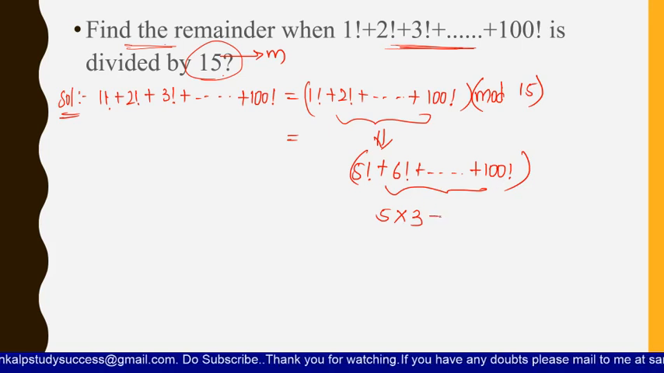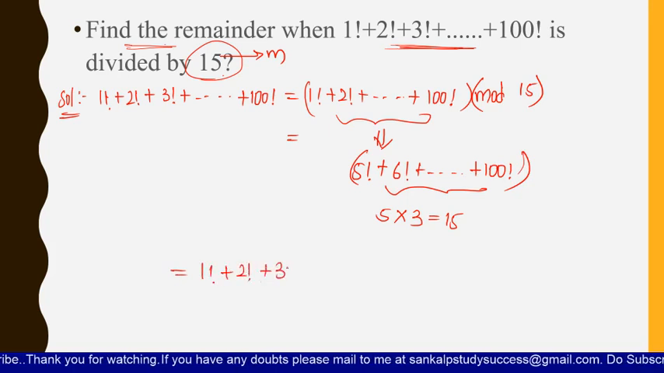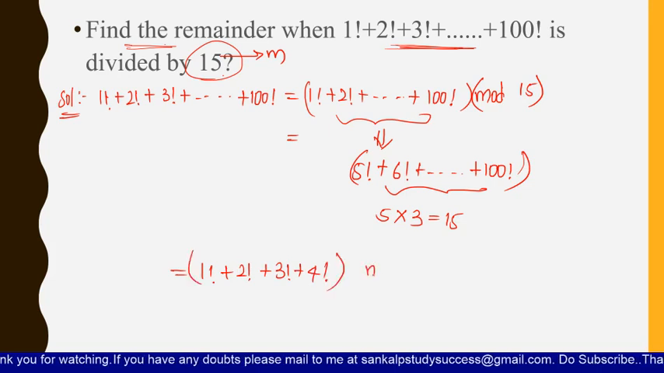That means you get the value 15. 15 mod 15, you get the remainder 0. So these terms are completely divisible by 15. If you eliminate these terms, you can easily find the remainder. Now we are left with 1 factorial plus 2 factorial plus 3 factorial plus 4 factorial, mod 15.